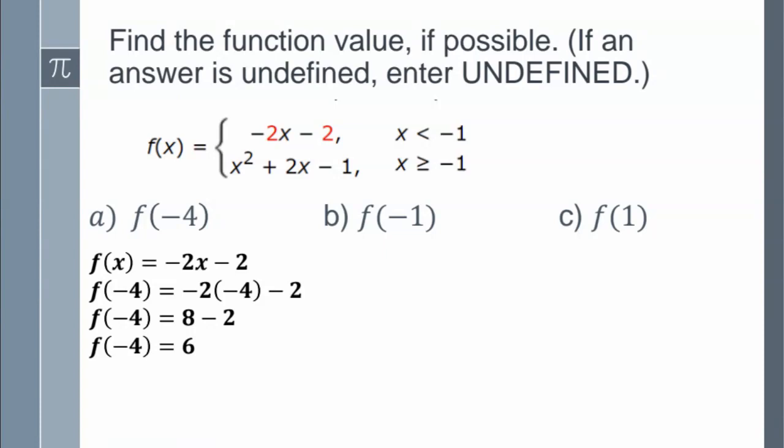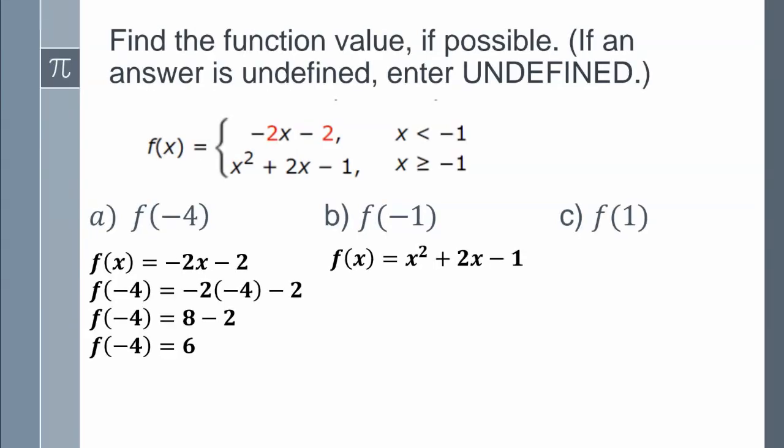Let's go ahead and do B. Again, we're going to do the same process. We say to ourselves, is negative 1 smaller than negative 1? No, they're equal, so I cannot use that first one. But is negative 1 greater than or equal to negative 1? The answer is yes. So this one is only going to apply to the second function, the x squared plus 2x minus 1.